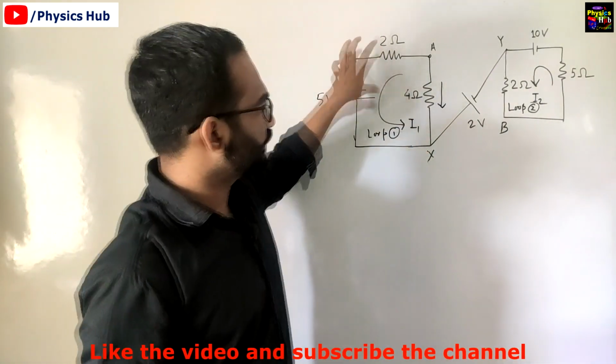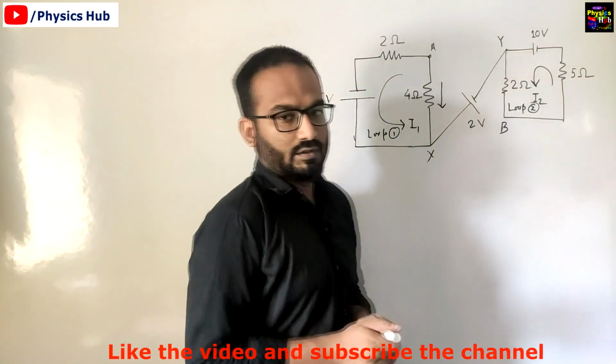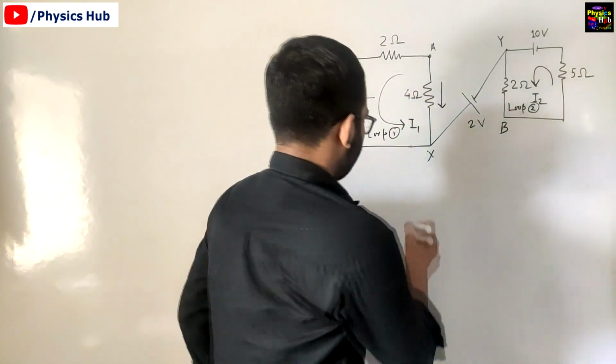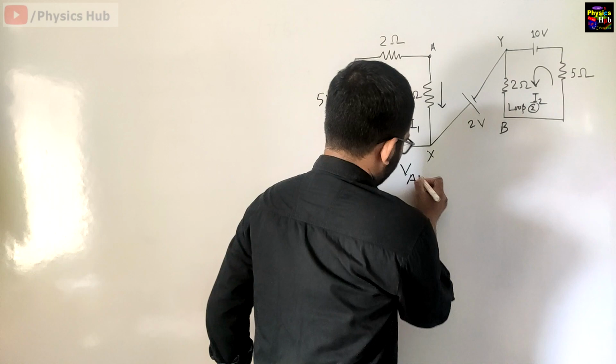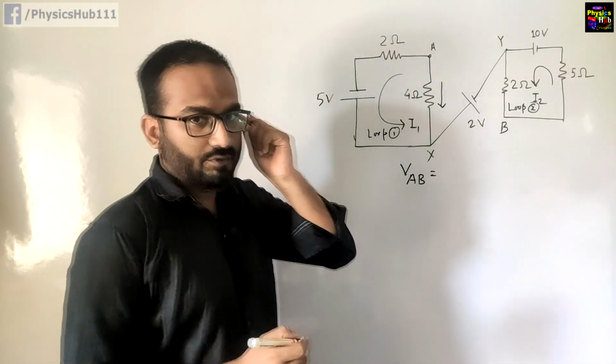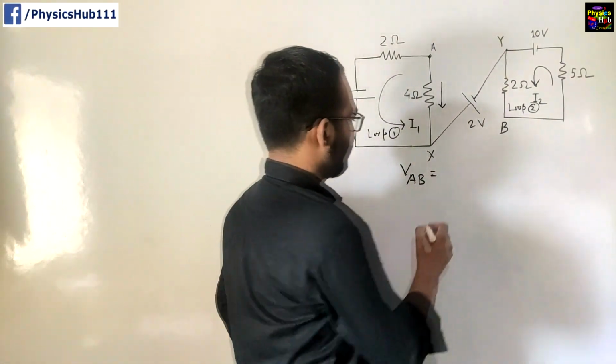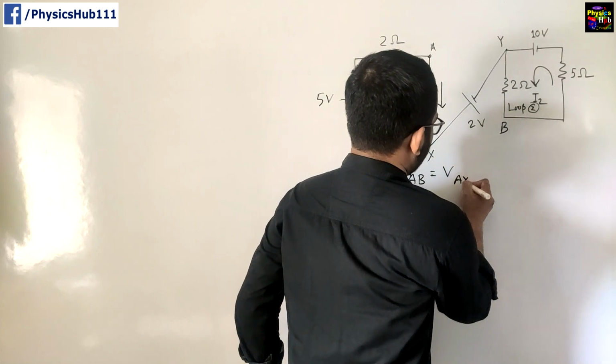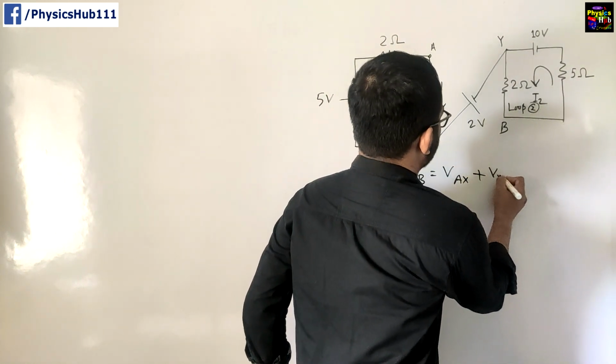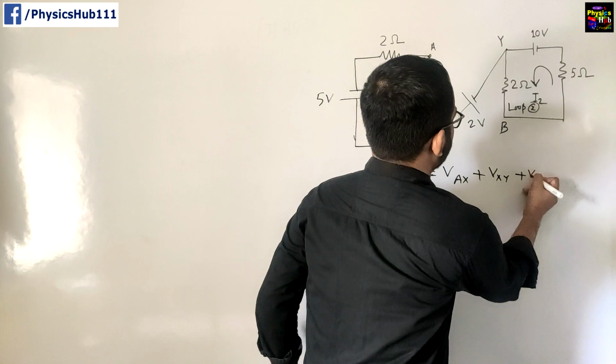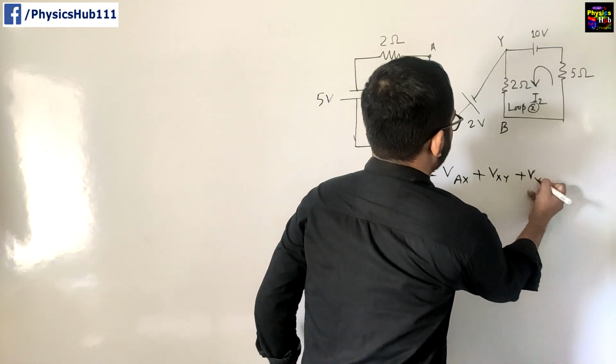You have been given two loops and you have to find out the potential difference or voltage between A and B. So VAB. What will be the value of VAB? VAB will be given by V between AX plus V between XY plus V between YB.